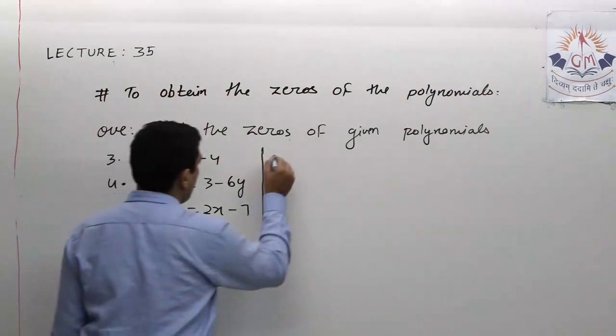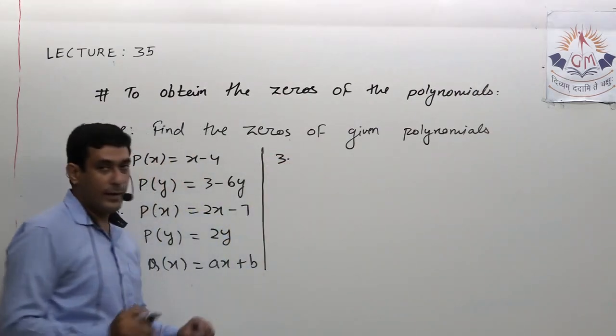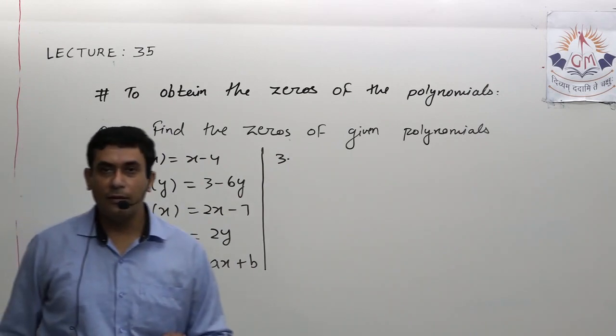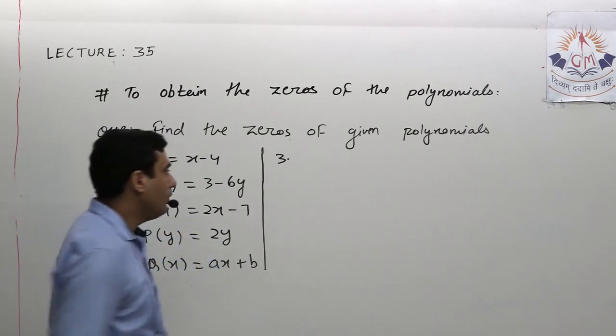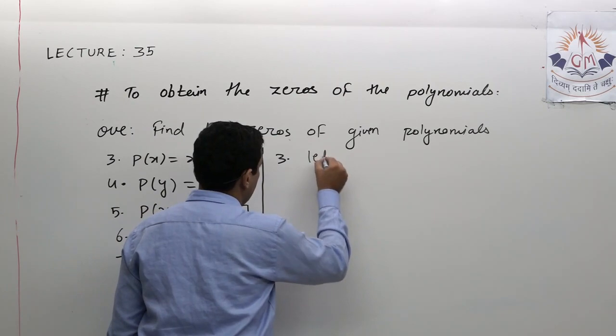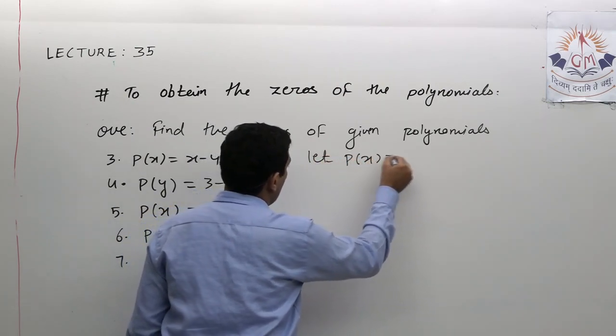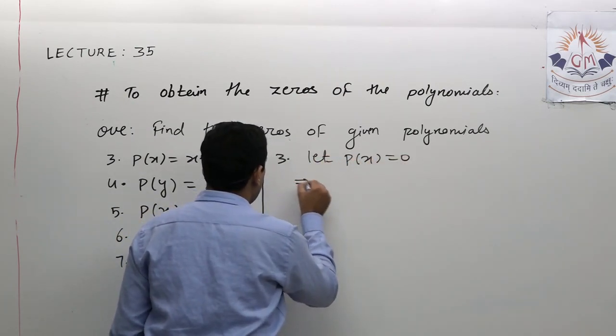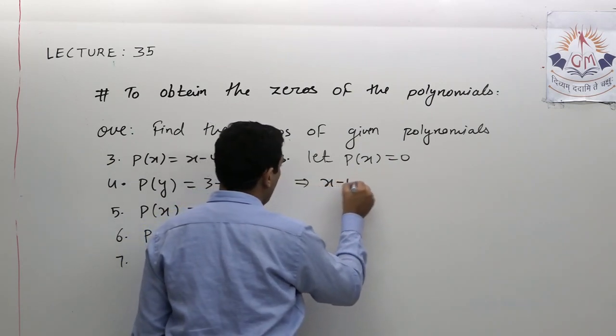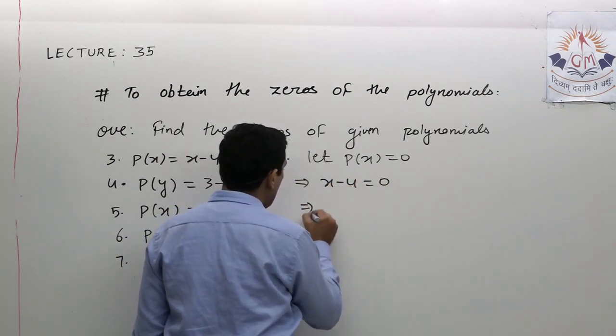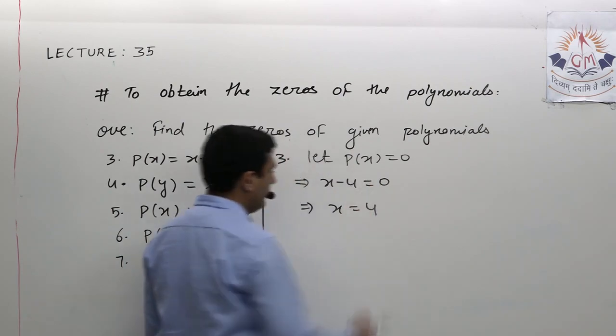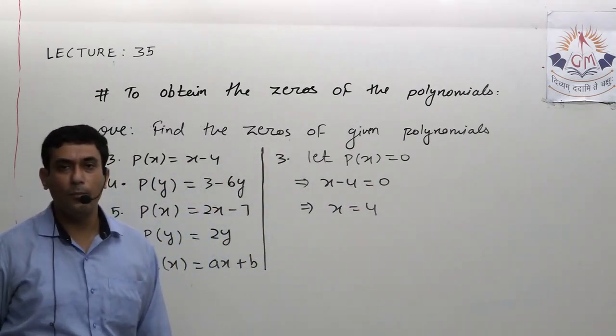Third, again I am repeating, you have to start with equating the polynomial to 0. So let p(x) is equal to 0. So I can say x minus 4 is equal to 0. So I will get x is equal to 4. That's it. X equal to 4 is the 0 of the polynomial.